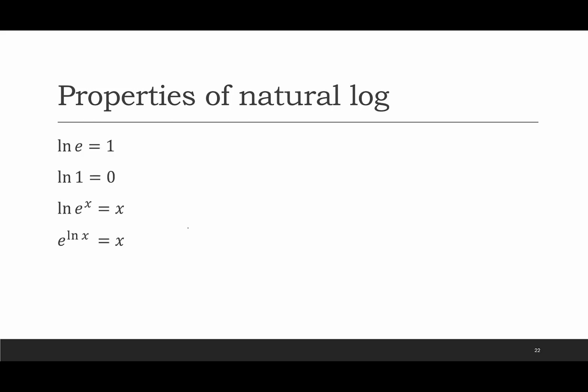Let's make that more particular and use it for natural logs, which again is how we're going to see it more in this class, because natural log is my go-to logarithm. So I have the natural log of e is 1, the natural log of 1 is 0, and then these two we use a lot. The natural log of e to the x is x, e to the natural log of x is x.